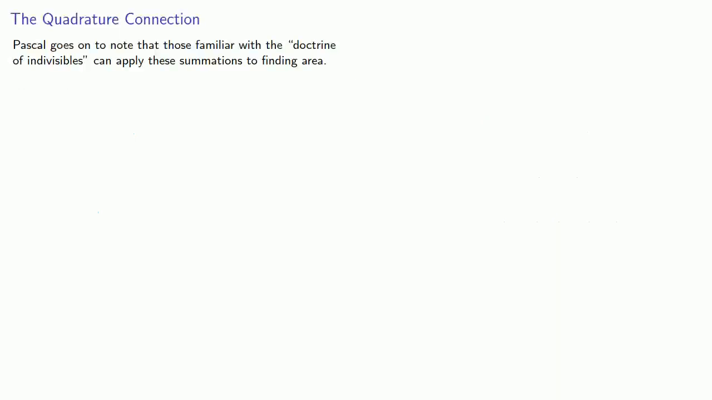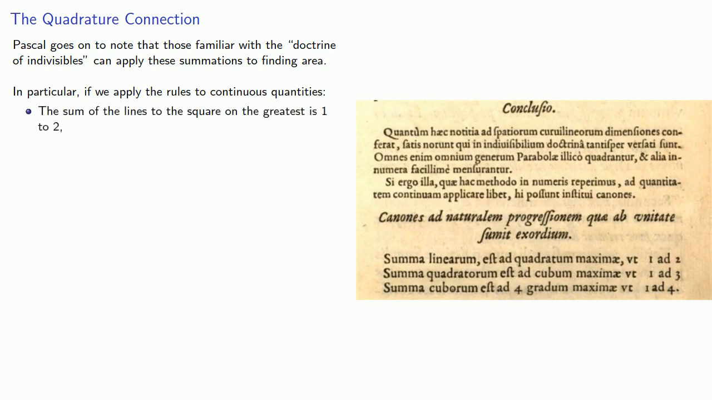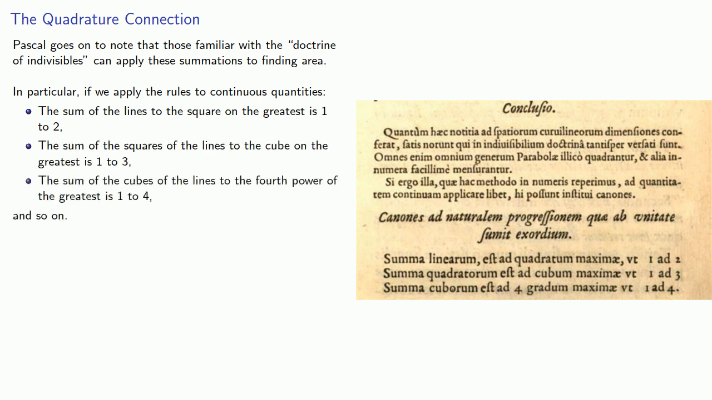Pascal goes on to note that those familiar with the doctrine of indivisibles can apply these summations to finding area. In particular, if we apply the rules to continuous quantities, the sum of the lines to the square on the greatest is 1 to 2. The sum of the squares on the lines to the cube of the greatest is 1 to 3. The sum of the cubes of the lines to the fourth power of the greatest is 1 to 4, and so on.